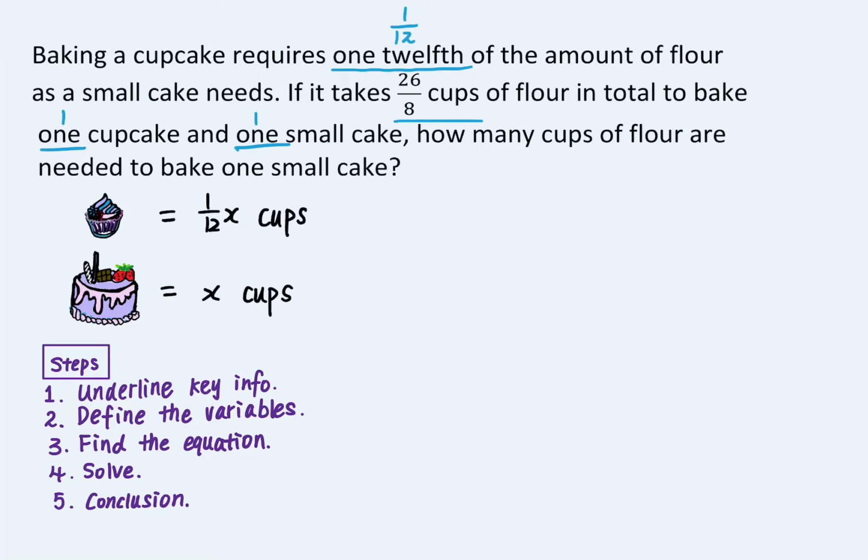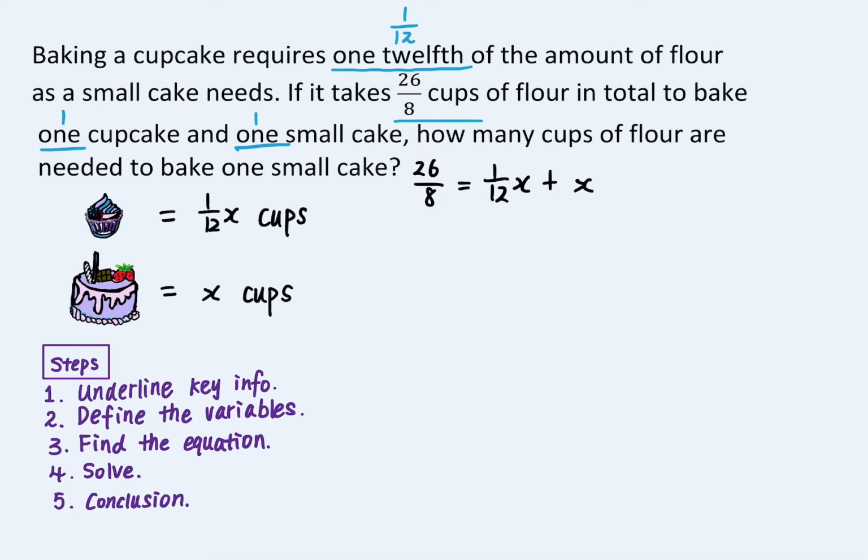The second sentence says if it takes 26.8 cups of flour in total to bake one cupcake and one small cake, we can work out our equation based on this sentence. So we know 26.8 is equal to 1/12 times x plus x. So we need 1/12 of x cups of flour for one cupcake, and we need x cups of flour for one small cake, and altogether we need 26.8 cups of flour.